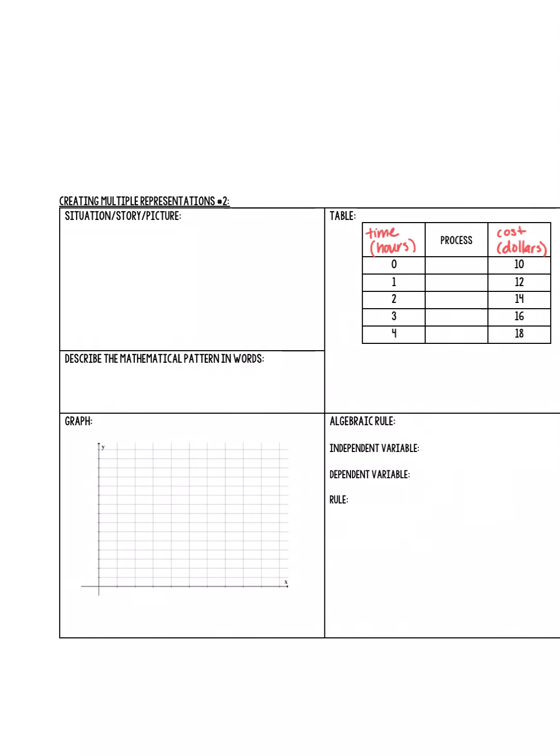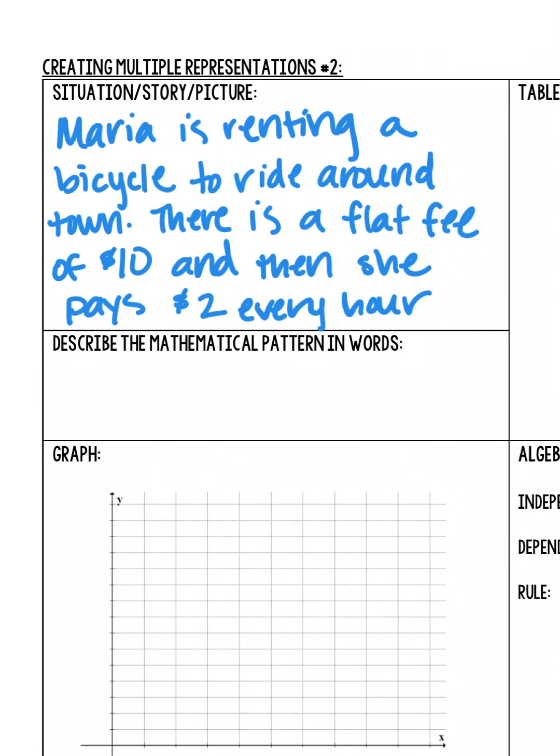So our situation, I'm going to go ahead and write a situation down. My scenario is Maria is renting a bicycle to ride around town. There is a flat fee of $10 and then she pays $2 every hour. So the more specific your story can be, the better. I explain very clearly how much it starts at, flat fee of $10, and then I explain how the rate changes. We're going up by $2 every hour. So that would be our mathematical pattern in words. We would start at 10, then add 2, over and over again.